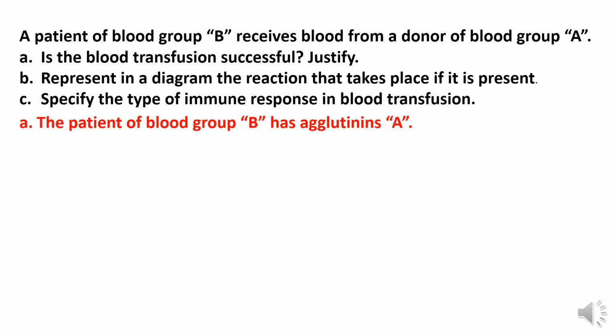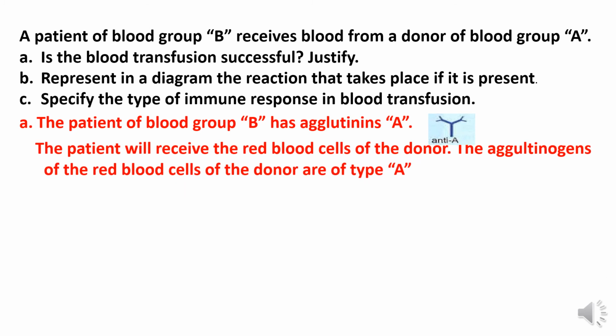If agglutination occurs, then the blood transfusion has failed. If agglutination doesn't occur, then the blood transfusion is successful. The patient is of blood group B, has agglutinin A. In the patient or the recipient, we look for the antibodies or agglutinin. Blood group B has agglutinin A. The patient will receive the red blood cells from the donor. The agglutinogens of the red blood cells of the donor are of type A.